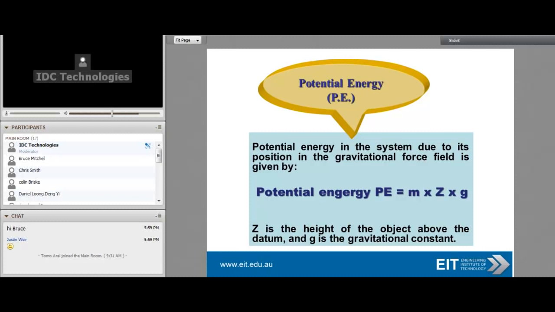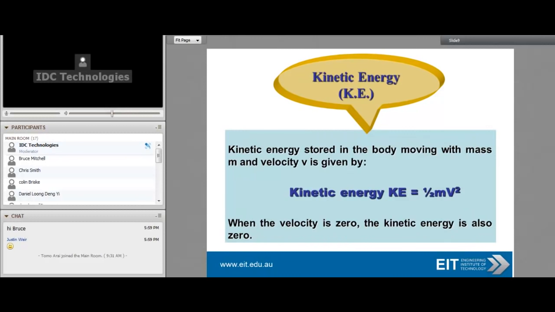Potential energy we can calculate by taking the mass of the object, multiplying by the distance between the object and some datum that we set, multiplied by g, the gravitational constant. Kinetic energy we can calculate by taking half times the mass of the object times its velocity squared, and the velocity will be in meters per second.